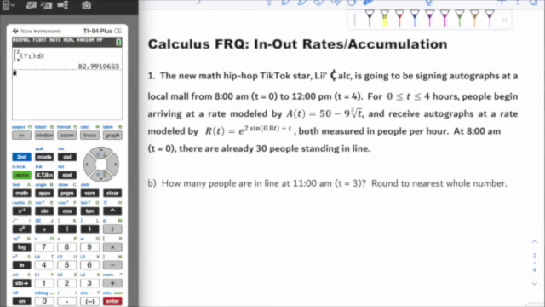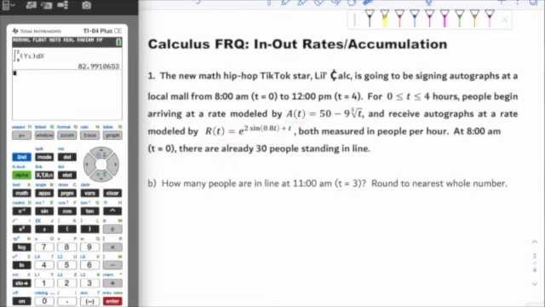Now, part B, how many people are in line at 11 a.m. or t equals 3? So now here's where you're taking into consideration all three things. One, how many people were there initially? Two, how many people have arrived between that, 0 and 3? But also, people are receiving their autographs and leaving the line. So you have to take away how many people have received it.